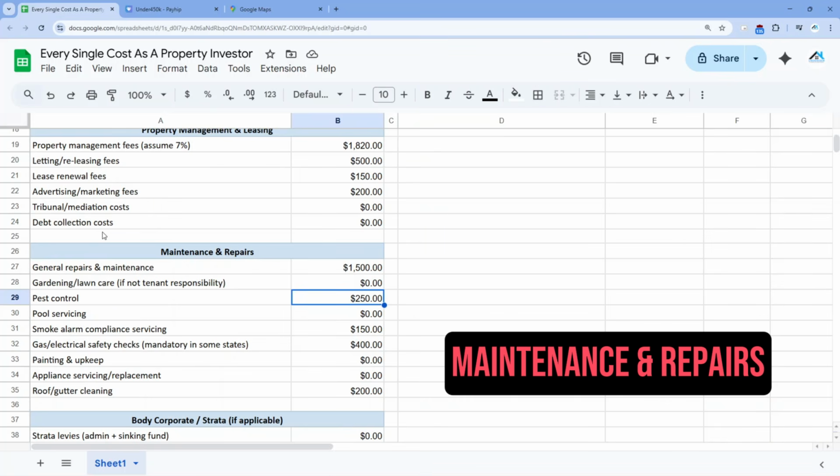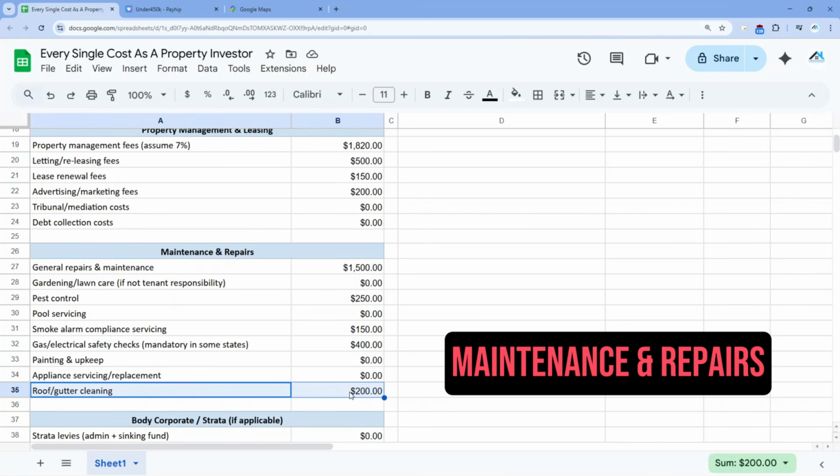allocate around $1,500 to $2,000 per year because there is a lot of general wear and tear that happens to the property. There's gardening and lawn care. Usually the tenant will be responsible. Sometimes some properties have a lot of trees and bushes that you may actually have to chip in a little bit to help maintain. Especially when you have large trees on gutters, you will need to make sure you do gutter cleaning so they are clean and won't cause damage to your property.